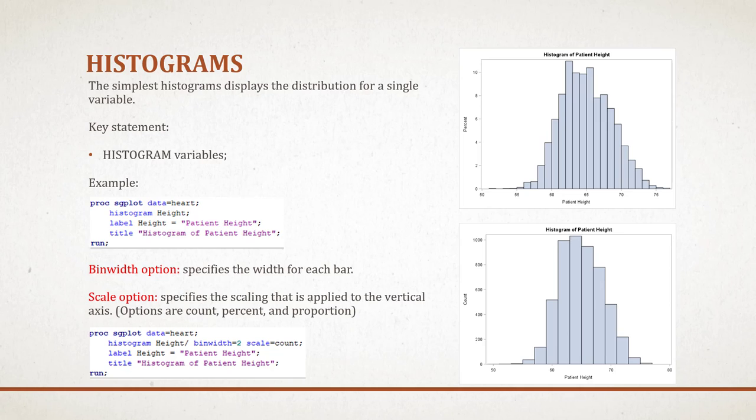Next, let's look at the histogram. The simplest histogram displays the distribution for a single variable, usually for continuous variables. The key statement is histogram and a variable name. We will look at the SAS code.